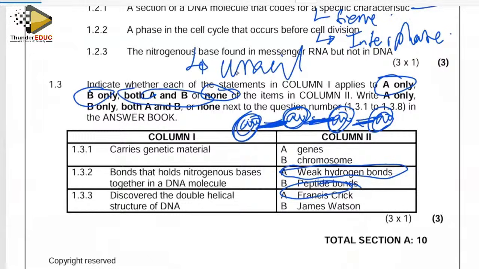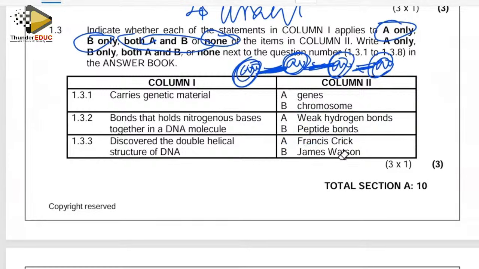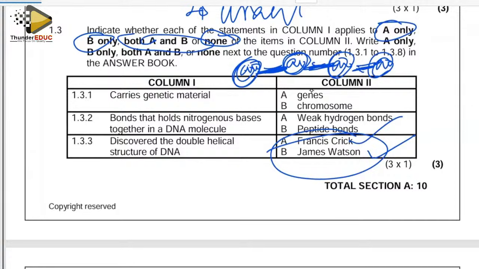Who discovered the helical structure of DNA? Remember, there were four people involved in the discovery of DNA: James Watson and Francis Crick, Rosalind Franklin, and Maurice Wilkins. So here you see James Watson and Francis Crick. Both of them were involved. So basically, in this case, the actual answer is both A and B.